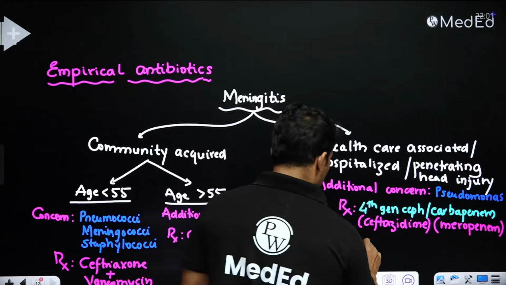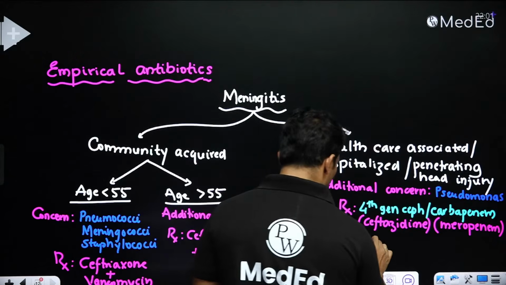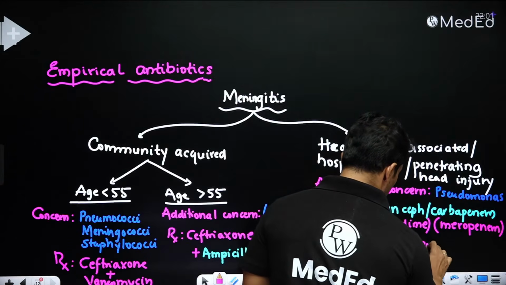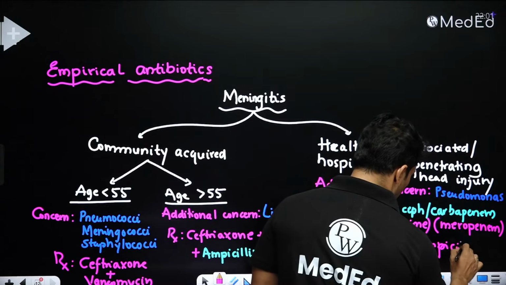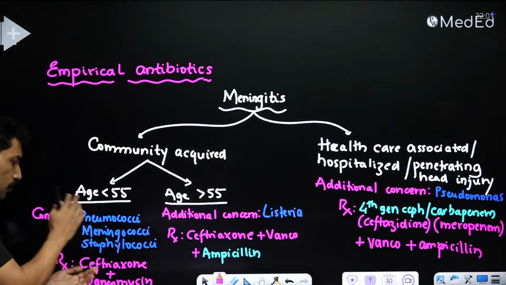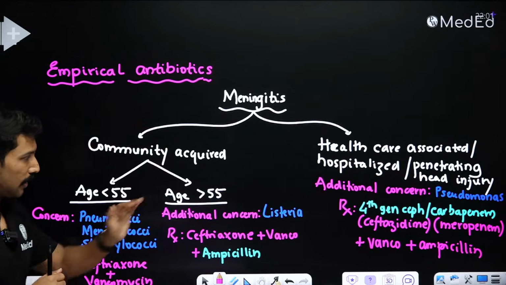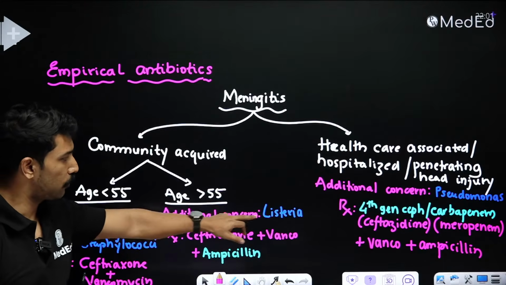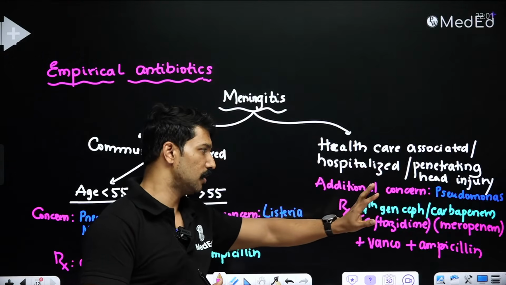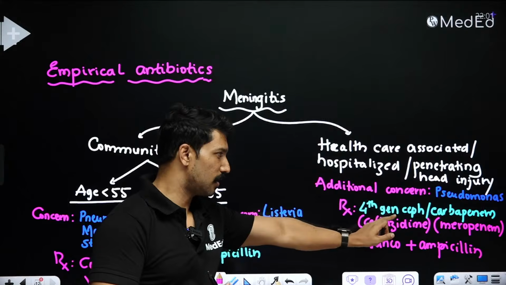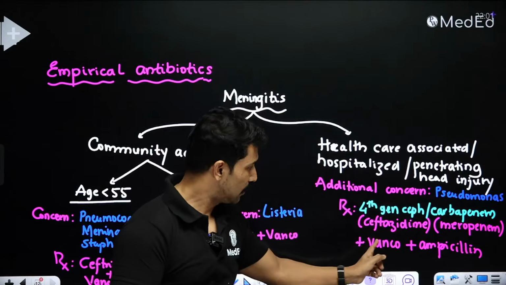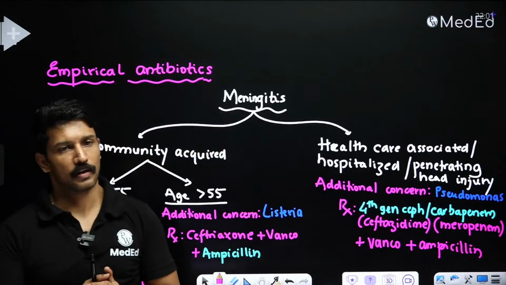Plus, of course, I will require to continue vancomycin. I would require to continue ampicillin for the Listeria monocytogenes. So for most individuals, 2 drugs, that is ceftriaxone and vancomycin, but in the elderly, ampicillin comes to cover for Listeria. And if there is a healthcare associated, hospital acquired or penetrating head injury patient, the 3rd generation cephalosporin gets kicked out by a 4th gen cephalosporin or carbapenem to accommodate for the Pseudomonas. Rest, vanco and ampicillin, we will continue, right?